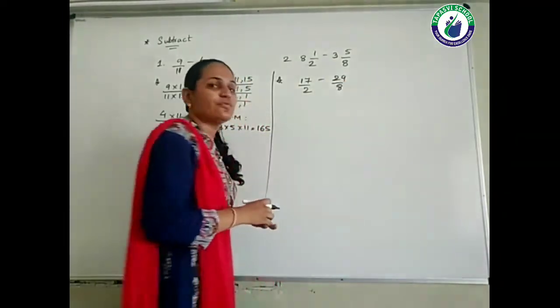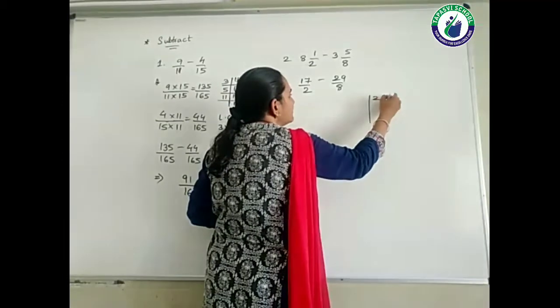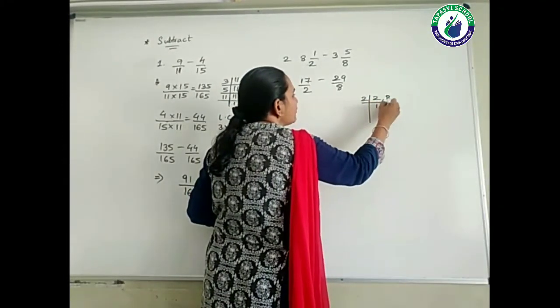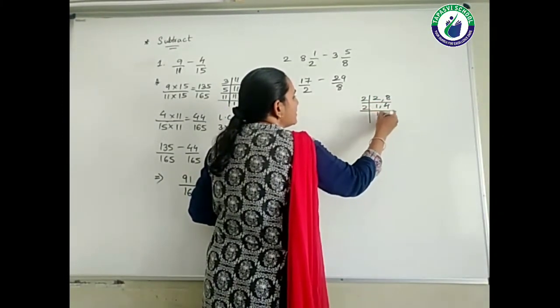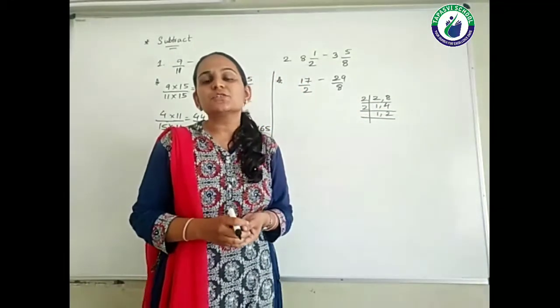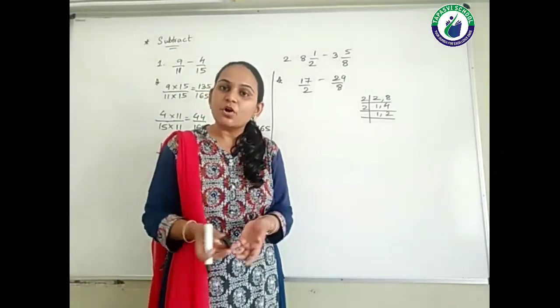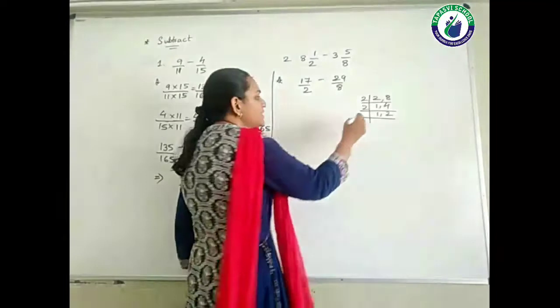Now 2 and 8, we need to find the LCM of 2 and 8, students. 2 1s are 2, 2 4s are 8, 2 2s are 4. See, this is the method of prime factorization, students. So try to take the numbers which are prime, right? Don't take the numbers which are composite in nature. So 2 1s are 2.